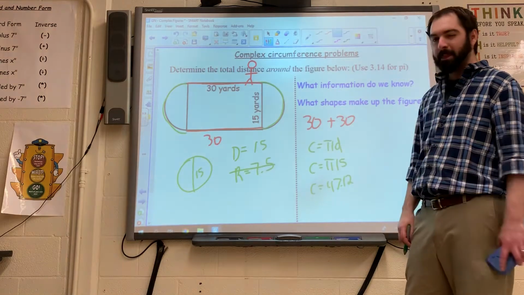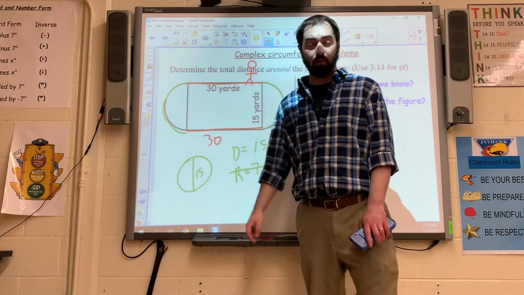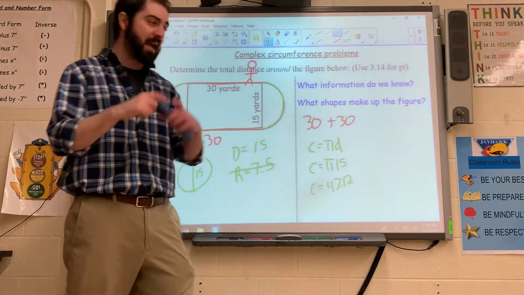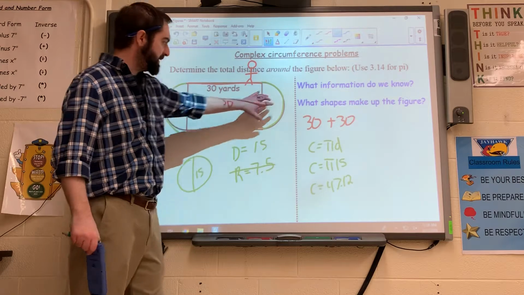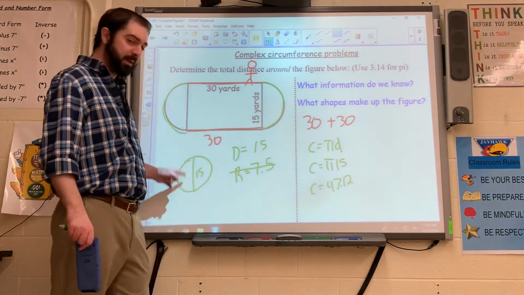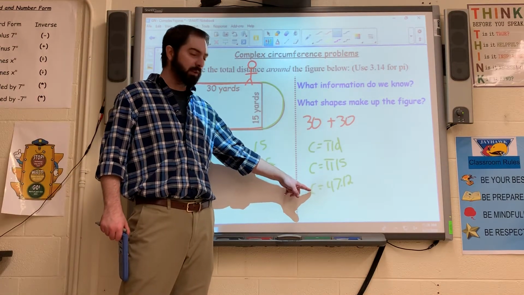Okay, now we got to think about this. This 47.12 represents both semicircles. So I'm not going to label them both 47.12 because they're combined 47.12. This side plus this side, half circle plus half circle gives me a full circle, and my circumference always finds the distance around a full circle.